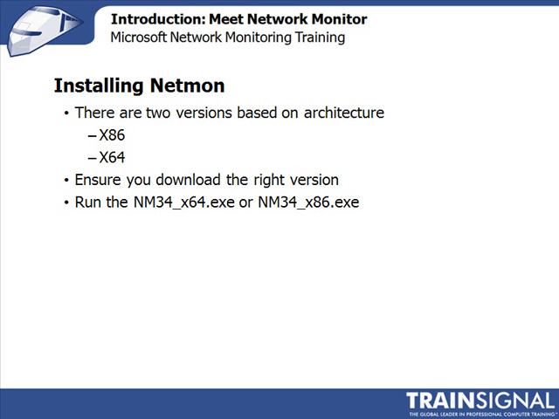To install Network Monitor, you've got two versions based on the architecture of the operating system you're going to install it on. You've either got a 32-bit version, the x86, or a 64-bit version, x64. Make sure when you do download Network Monitor, you get the right version. What it will look like is nm34_x64.exe for the 64-bit version, or nm34_x86.exe for your 32-bit version.